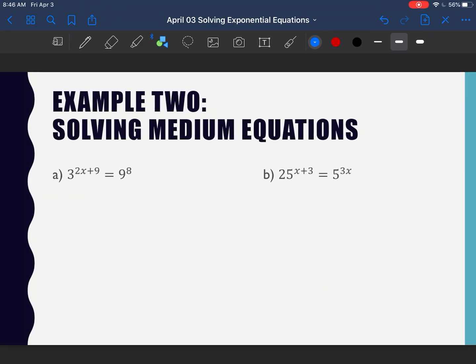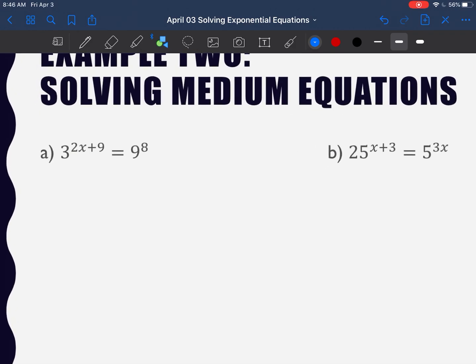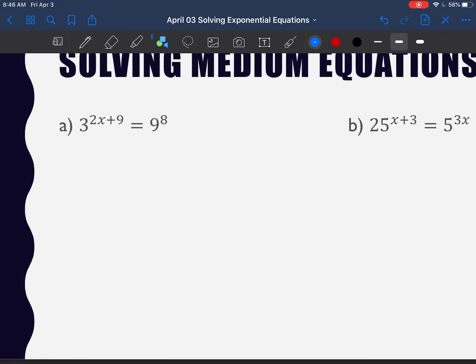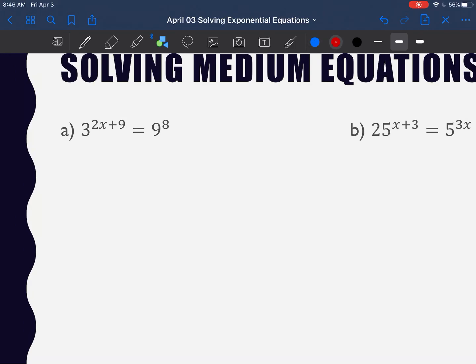So now let's start adding a little bit to it so it's kind of at the medium level. So again, looking at this, they don't have the same base, but I do know that 9 is the same thing as 3 squared, so I'm going to rewrite it. So the left side stays the same, 3 to the 2x plus 9. On the right side, 9 is the same thing as 3 squared. Now, that 8, though, we can't just forget about the 8, so we have to put parentheses around this, and then write the 8 on the outside.